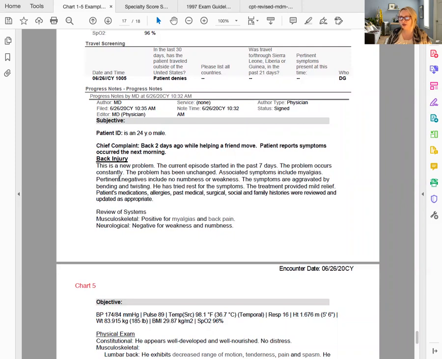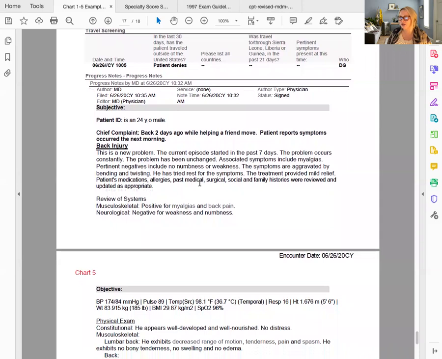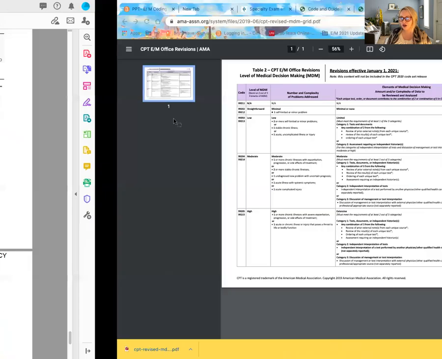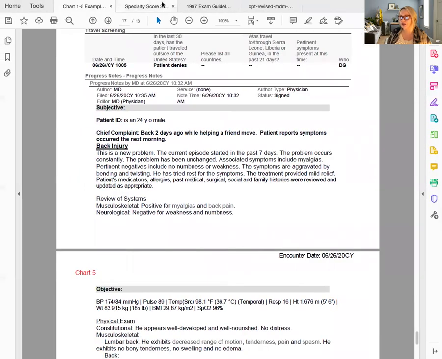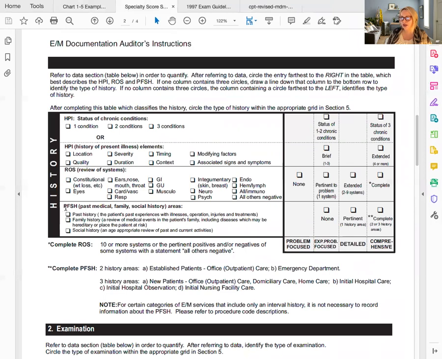The symptoms are aggravated by bending and twisting, so modifying factors. When they bend and twist, it causes the symptoms to get worse. That would be a modifying factor. He's tried rest for the symptoms, which provides mild relief, which is also a modifying factor. And the provider reviewed over their allergies, past medical, surgical, social, and family histories, which in an ED chart is absolutely relevant for selecting all 3 of your PFSH.